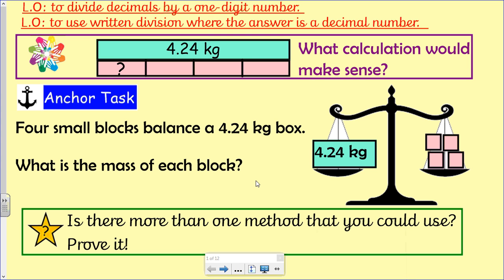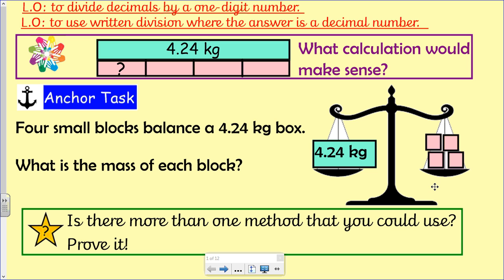Hi Year 6, this is Wednesday's maths lesson and we are looking today at decimals with division. Okay, if you look at your objectives at the top there. So your anchor task says this: there are 4 small blocks that balance a 4.24 kilogram box. And your question is, what is the mass of each block?